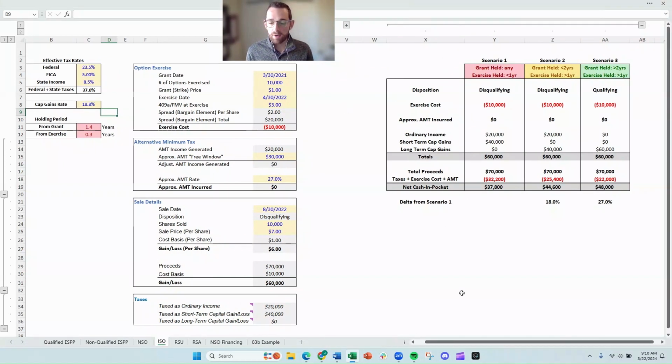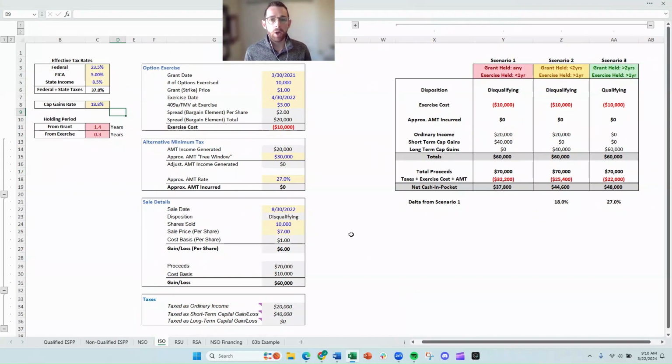So I'm going to expand this out. Hopefully you can still see this. All right. So scenario one is the scenario that we just walked through right now. So this whole thing is scenario one. We had a disqualifying disposition because we didn't meet the criteria for holding the shares for at least 2 years from grant to sale. We also didn't meet the criteria of holding the shares for at least 1 year from exercise to sale. So we had a disqualifying disposition for both reasons. And we therefore had ordinary income of $20,000, short-term capital gains of $40,000, and this is exactly what we just saw.